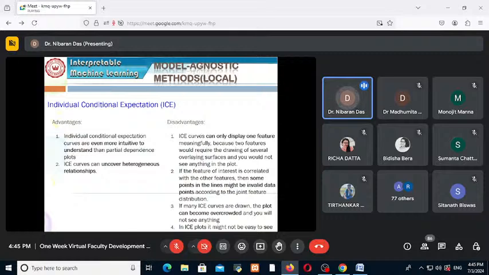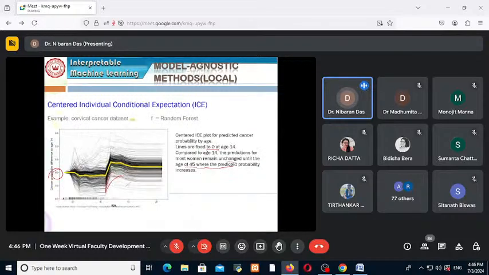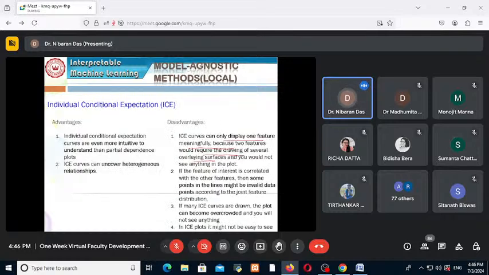Advantages: ICE curves are even more intuitive to understand than partial dependence plots. ICE curves can uncover heterogeneous relationships. Disadvantages: ICE curves can only display one feature meaningfully, because two features would require drawing several overlaying surfaces and you would not see anything in the plot. So you can understand from there that this is for only one feature, and what will happen if you have multiple features.